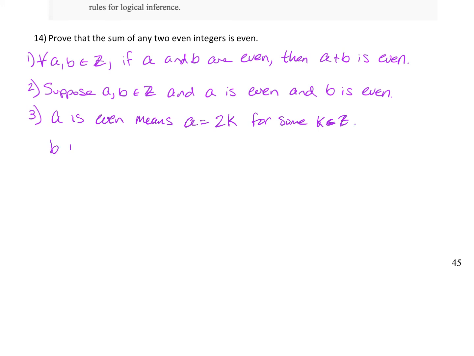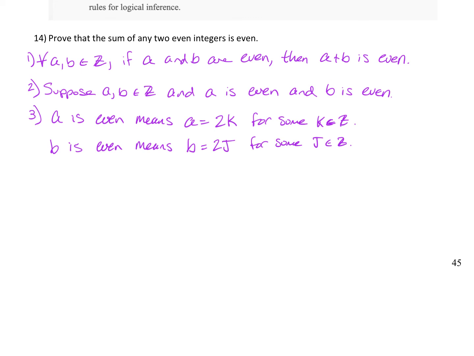B is even means B is twice an integer. Not necessarily the same integer, because A and B aren't necessarily the same number, right? A is even and B is even, but they're not both 2 times the same integer. So I have to use a different letter here, 2J, for some J in the integers, okay?